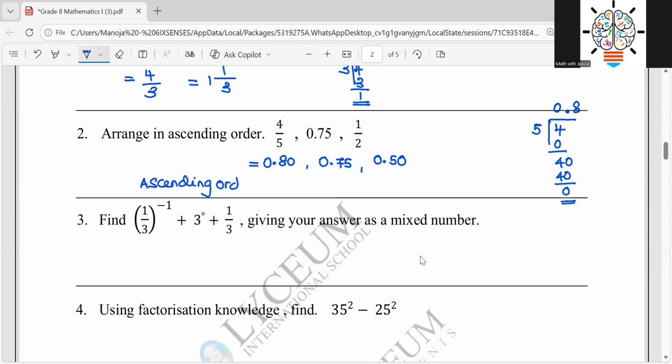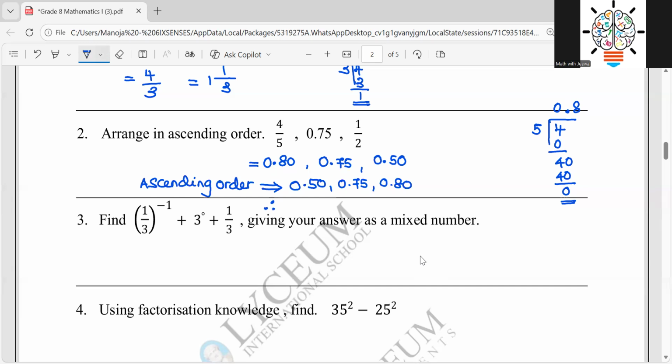Ascending order is what? So 0.50, then 0.75, and 0.80. Now, do you think when you write the answer like this, you get the full marks? No. Because in the question, you don't have 0.5 or 0.8. You just converted the given numbers for your easy reference to do the comparison well, but these are not the original values.